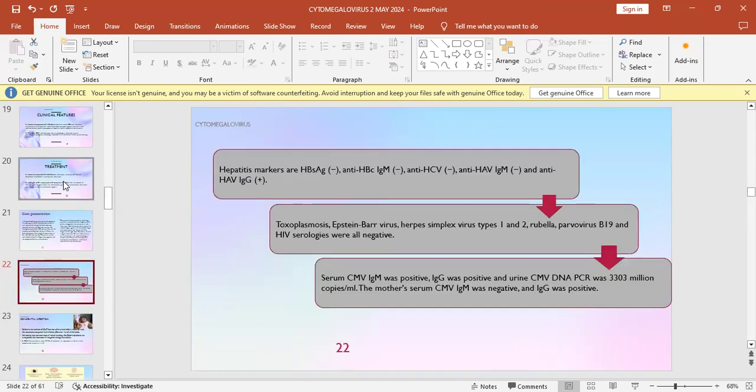Hepatitis B and C markers are negative, while the hepatitis A virus is positive. Toxoplasmosis, Epstein-Barr virus, herpes simplex virus 1 and 2, rubella, parvovirus B19, and HIV serology were all negative. Serum CMV IgM was positive, IgG was positive, and urine CMV DNA PCR was 3303 million copies per milliliter. The mother's serum CMV IgM was negative and IgG was positive.